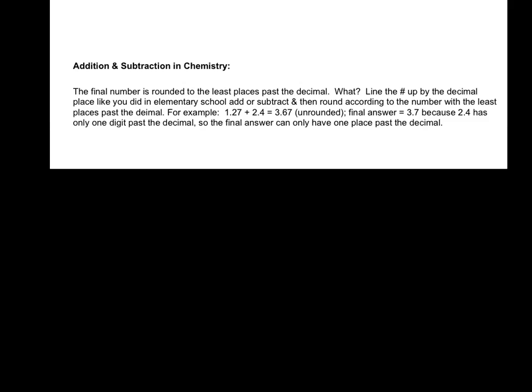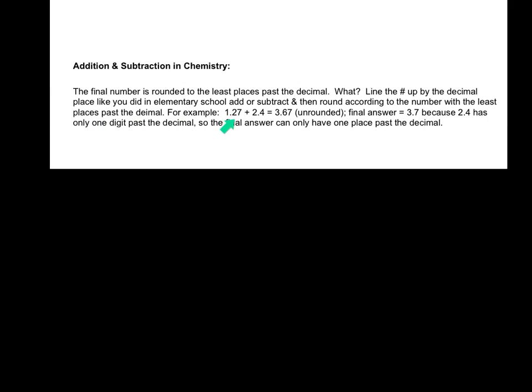The final number for addition and subtraction is rounded to the least places past the decimal. So here's what you want to remember: least places past the decimal. What? So line the numbers that you have up by the decimal place like you did in elementary school, add or subtract, and then round according to the number with the least places past the decimal.